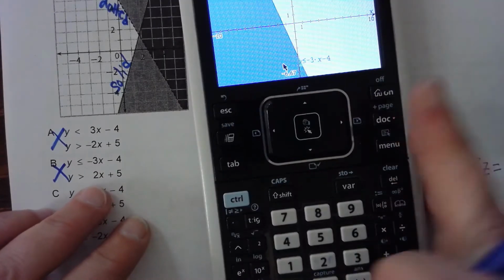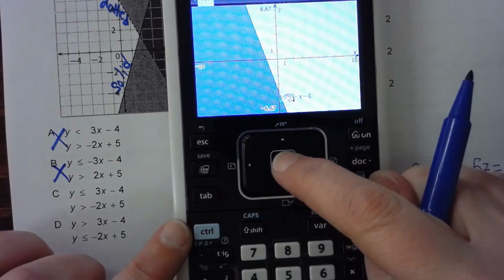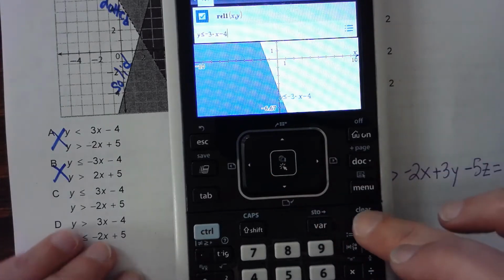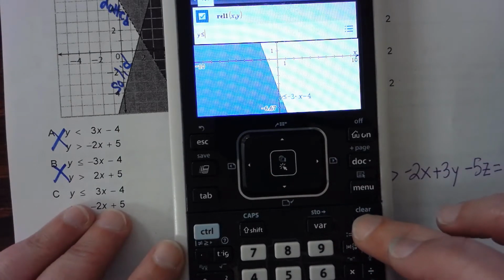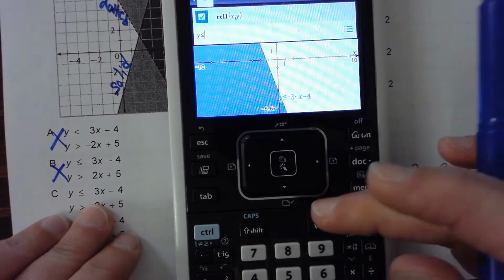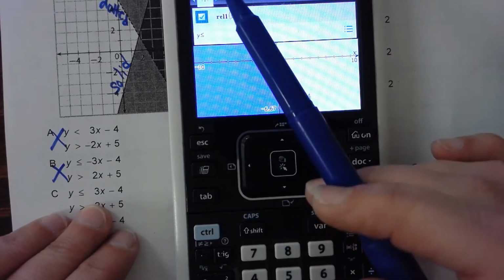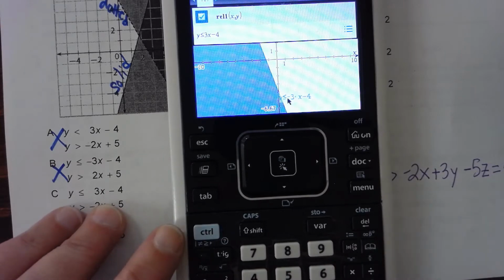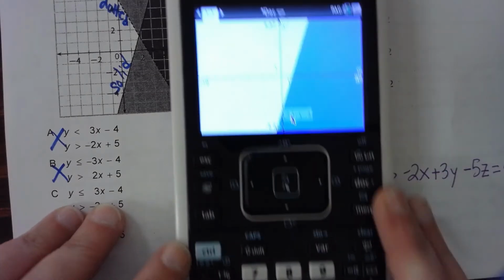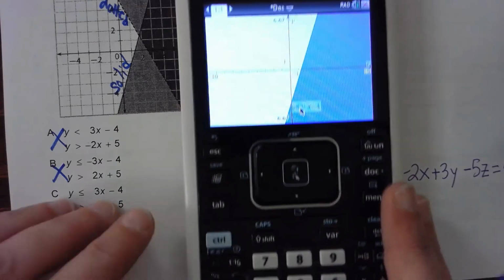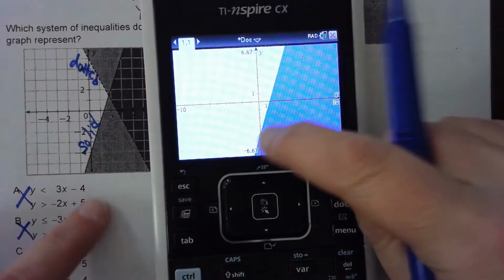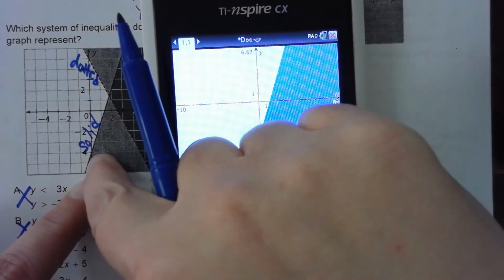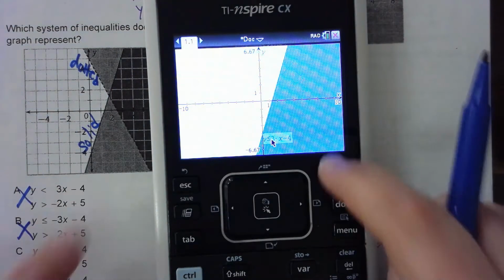So I'm going to click on this, and I'm going to change this to answer C. So I want it to be less or equal to a positive 3x minus 4. And it looks like that. Why is it so blurry? There we go. Okay. Does that match what we have here? Has a solid line shaded below, solid line here shading below, so that's good.